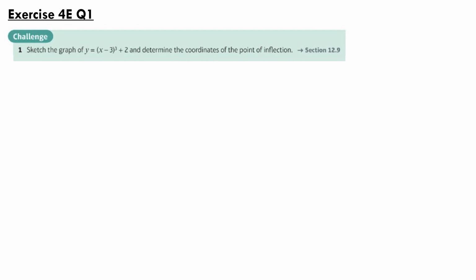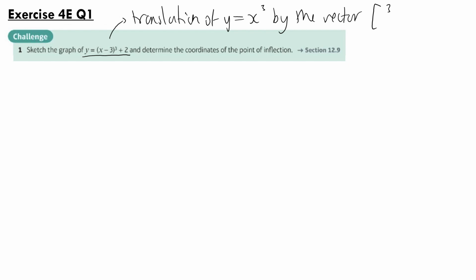Then our next question comes from exercise 4E. Question 1 says sketch the graph of y equals (x minus 3) cubed plus 2 and determine the coordinates of the point of inflection. First of all, we can notice that this graph is going to be a translation of y equals x cubed by the vector (3, 2), using our transformation rules. So if I draw the graph of y equals x cubed first, it should look something like this.